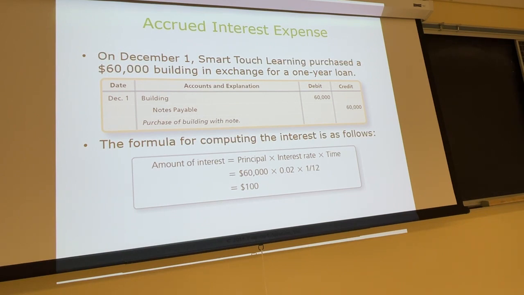Okay, whenever we have to compute the amount of interest that has been incurred, here's the formula that we'll use to do it. We take the principal amount of the loan or the debt times the interest rate times the amount of time that's gone by. Here, the principal amount of the loan or the note is $60,000. The interest rate is 2%, and that interest rate is always expressed as an annual amount. So here, when only 1 month has gone by, between December 1st and December 31st, we have to take it times 1/12 to express it as a monthly amount instead of an annual amount. Therefore, for the month of December, the amount of interest that we have incurred would be $100.